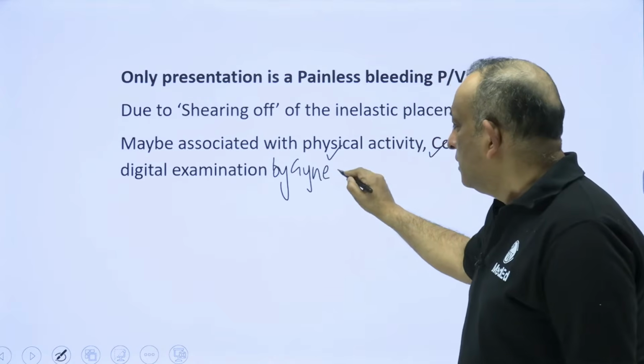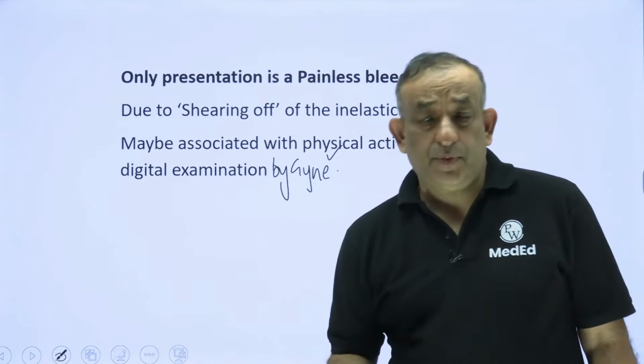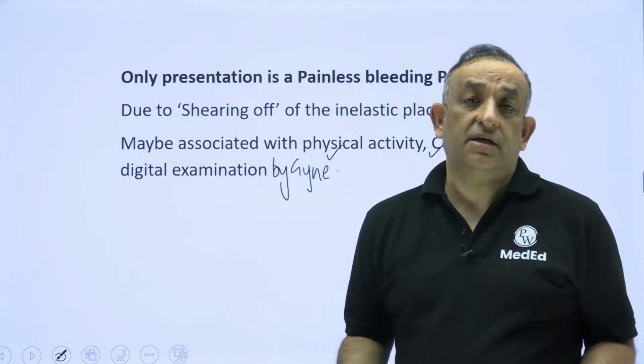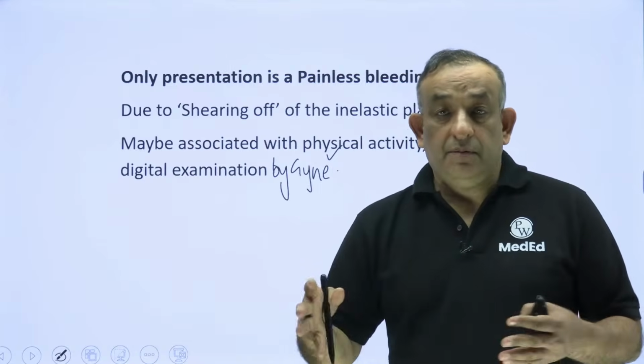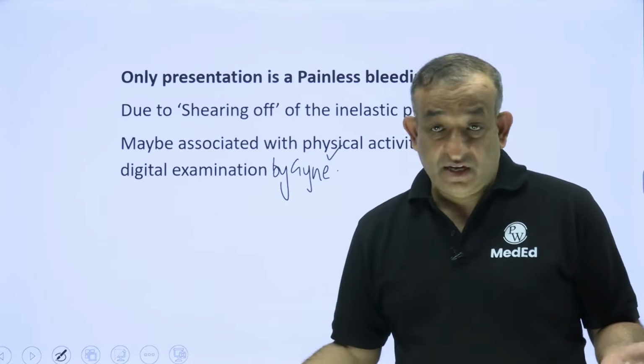Sometimes we don't know it's a case of placenta previa. We were careless. We have not seen the ultrasound, and we are doing a PV of a lady at term. With our finger, we can disrupt the placenta which is in the lower segment. Yes, it has happened with us also.